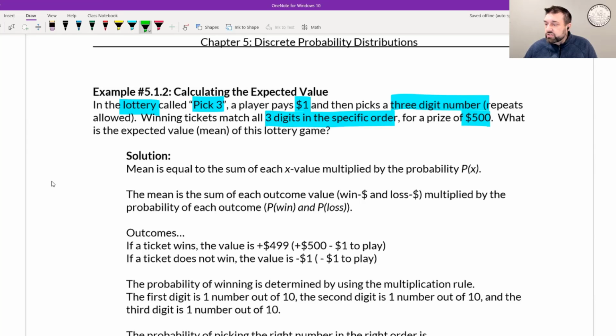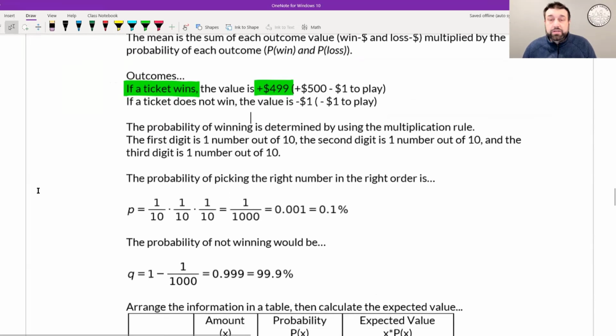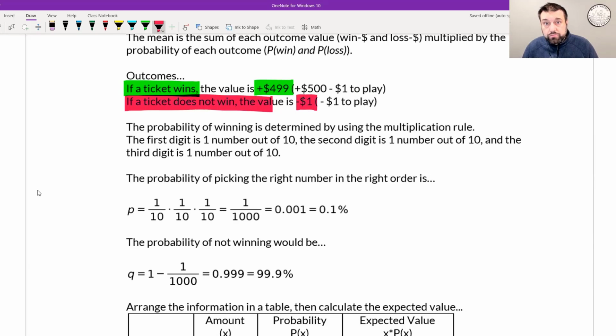So we're going to break this into 2 outcomes. Outcome number 1 is you win. And if you win, the value of that outcome is $499 because you won $500, but you had to pay $1 to play. If you lose, the value of that outcome is negative $1 because you paid $1 to play. So now we have our values, $499 and negative $1. If you win, it's $499. If you lose, it's negative $1.